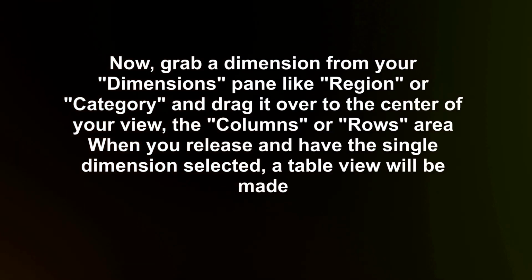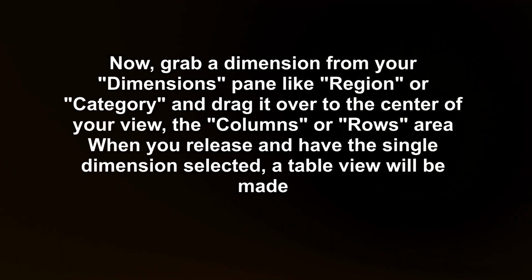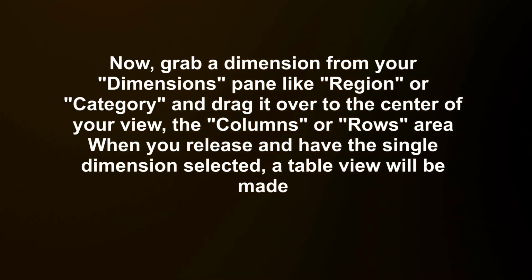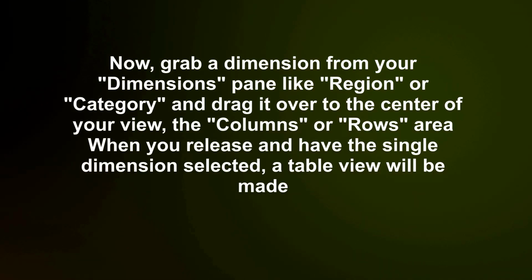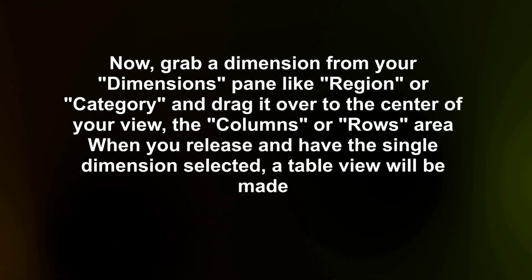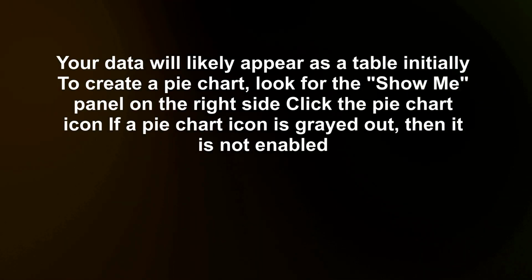Now, grab a dimension from your dimensions pane like region or category and drag it over to the center of your view, the columns or rows area. When you release and have the single dimension selected, a table view will be made. Your data will likely appear as a table initially.